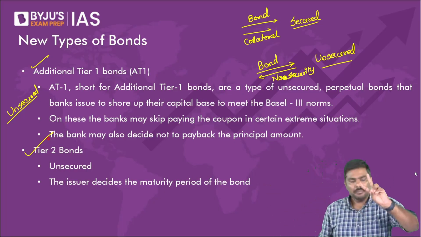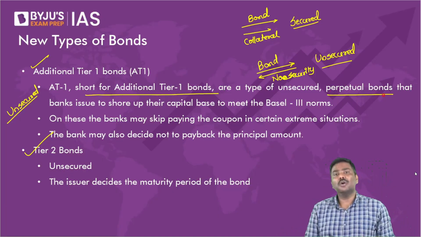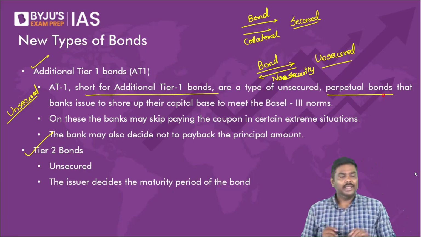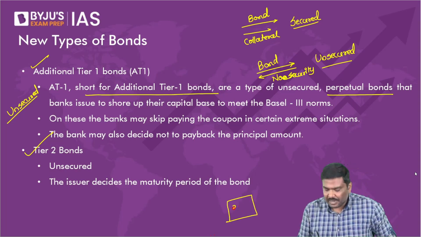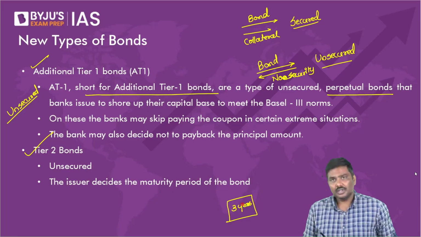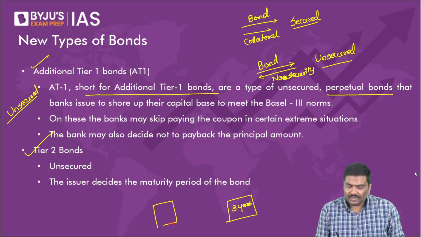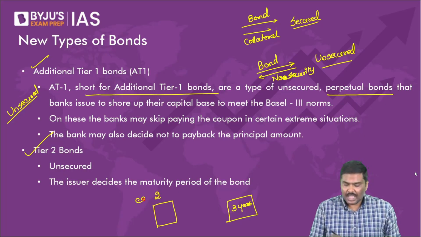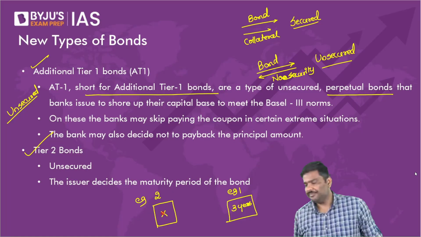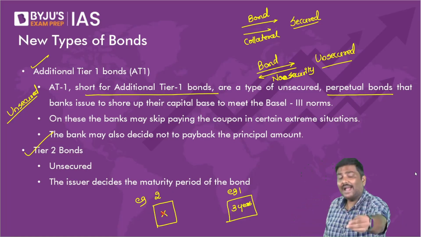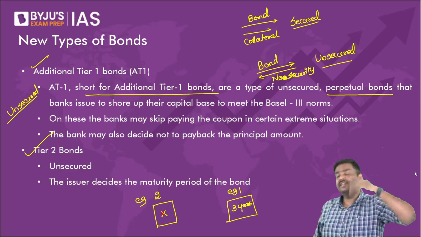Point number 2, additional tier 1 bonds are perpetual bonds. Perpetual bond means what? Imagine I will issue a bond to you, and the maturity period is 3 years. That is example 1. Second example, I will issue a bond to you which does not have any maturity period. You will have to keep it, you will have to own it until and unless I purchase it back.